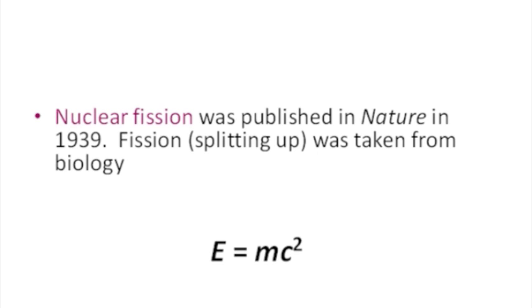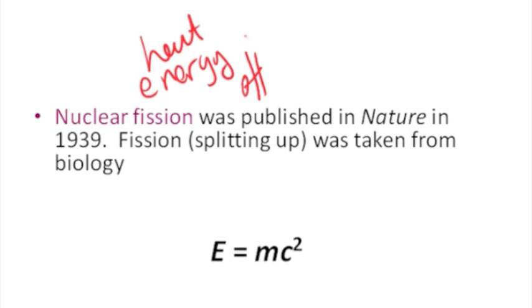So nuclear fission was first published in Nature in 1939, and the term fission was taken from biology because the scientists had already seen that cells can undergo fission, split into 2, and so here they're showing that nuclei can split into 2. And it was also found that energy was given off upon a fission reaction. Heat energy was also given off. Okay, heat energy given off in a fission reaction.